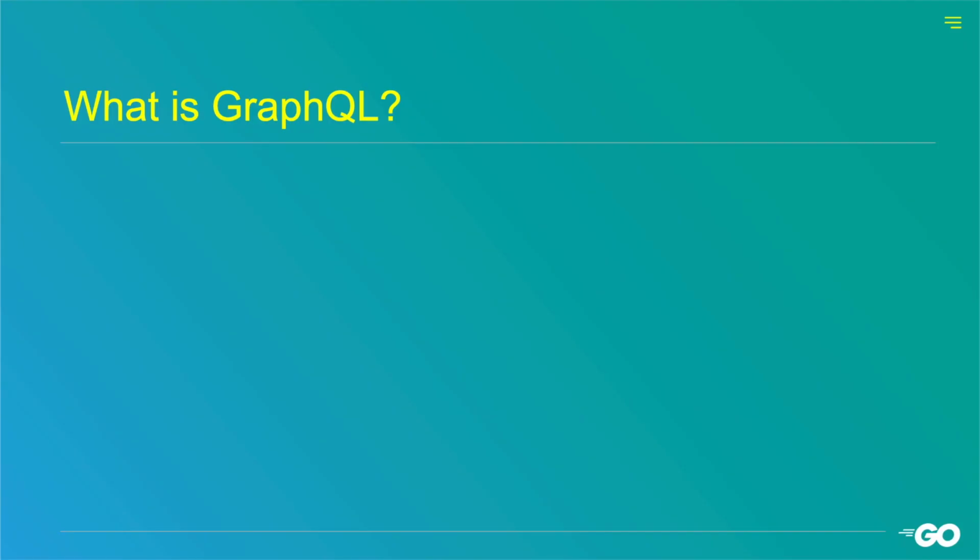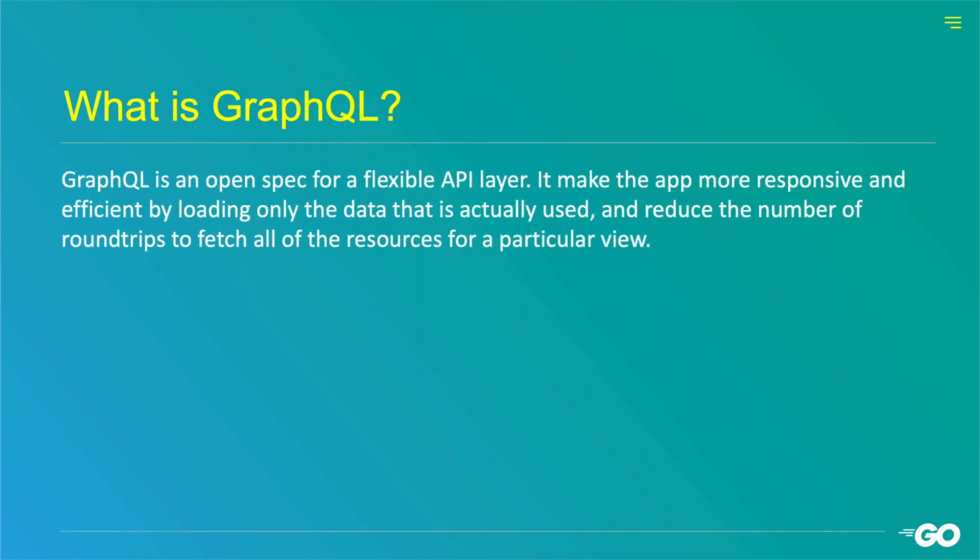What is GraphQL? GraphQL is an open spec for a flexible API layer. It makes the app more responsive and efficient by loading only the data you are actually using and reducing the number of round trips to fetch all of the resources for a particular view.